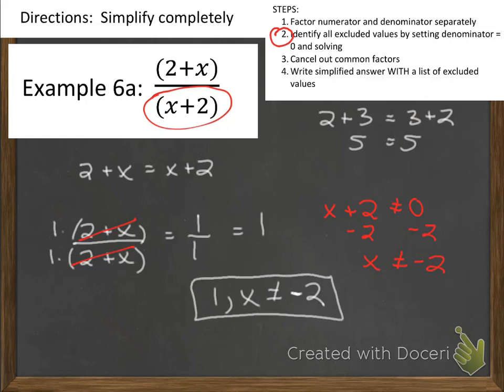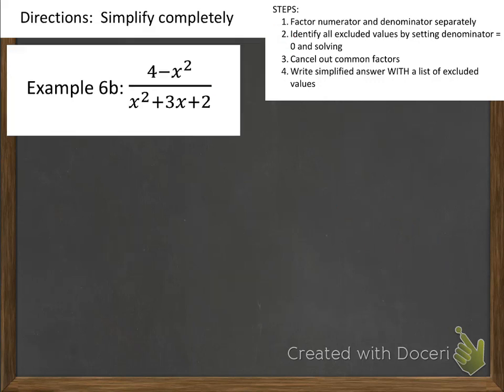So if I were to graph this, it would look like a straight line. It would look like the line y equals 1, but there would be a tiny little hole in that line at x equals negative 2. Just like a tiny little hole in your sweater. It would be missing that value right there.